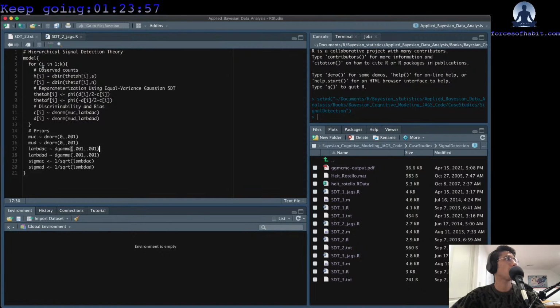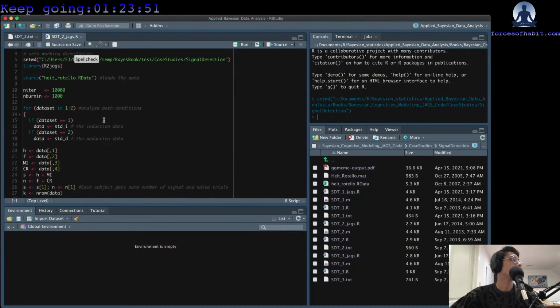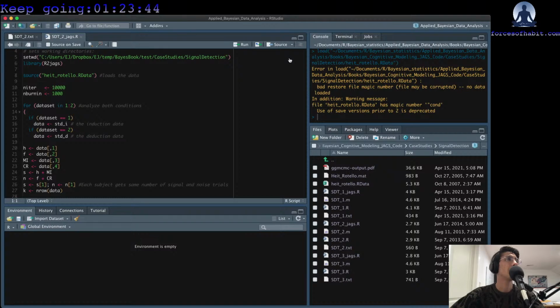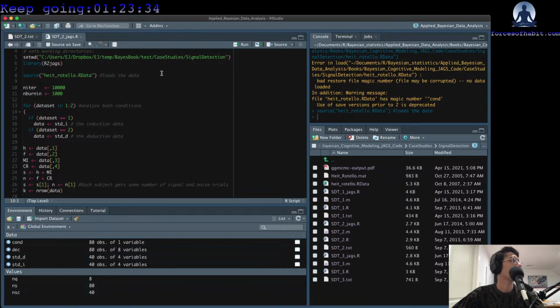So let's just walk through this model then. K is going to be the success rate. Oh, we have data this time too. Let's load the data. Uh-oh. Bad restore file.